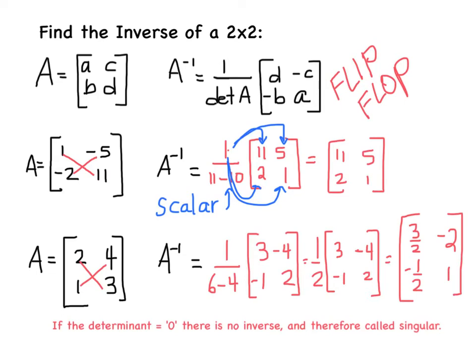If the determinant equals 0, so if I get 0 down here, obviously I can't divide by 0. There is no inverse because this would be undefined. Therefore, it's called singular.